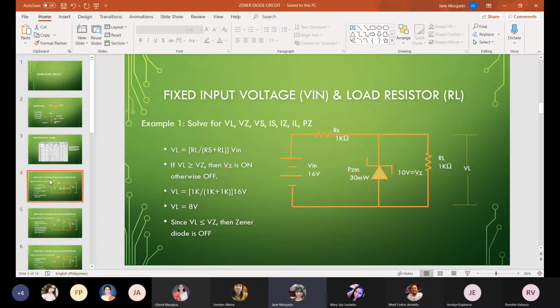Let's have an example here. So ito muna yung lecture natin for tonight. Fixed input voltage and load resistor. As you can see here, how is the diode connected with respect to the supply? Connected ba siya forward or reverse bias? Reverse po. Okay, reverse bias siya.